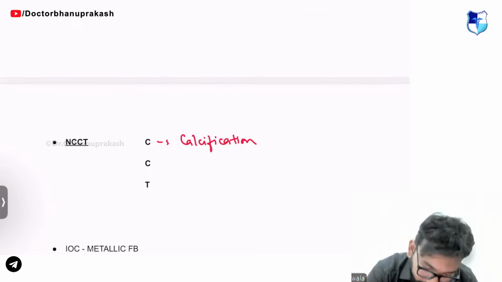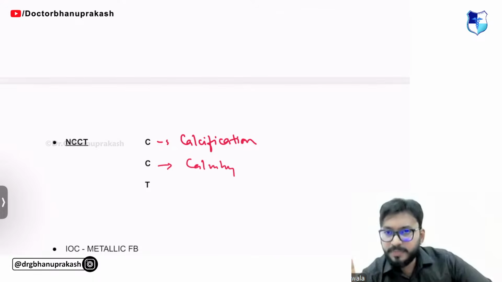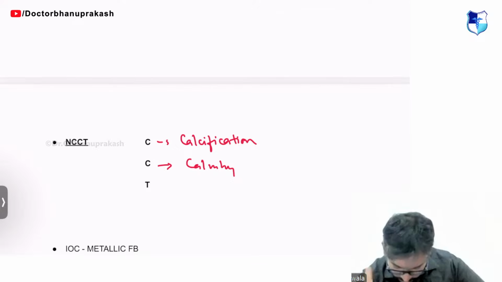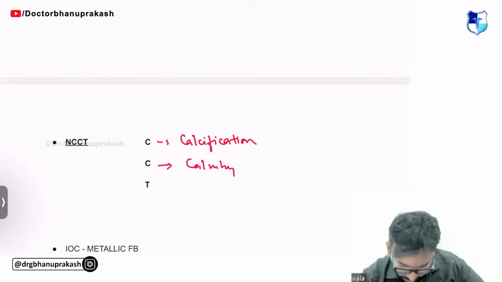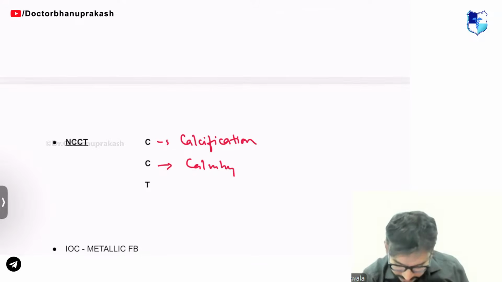The second one is a calculus, guys. A calculus. Stone. So let's begin. Kidney stones, investigation of choice? Give me the answers, guys. Kidney stones, investigation of choice? I'm waiting. The investigation of choice for kidney stones is NCCT. Yes, that is absolutely correct.